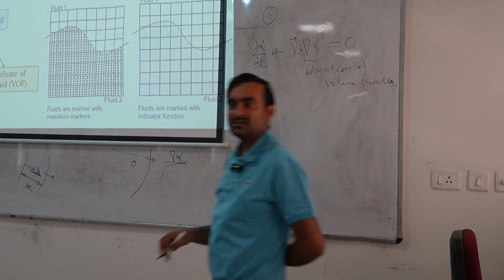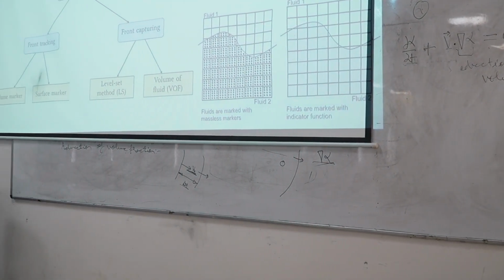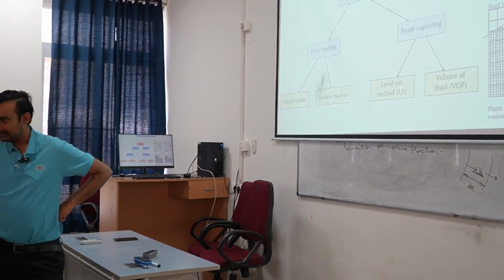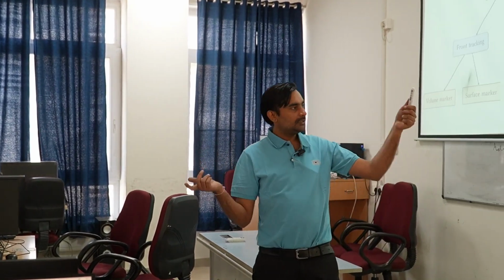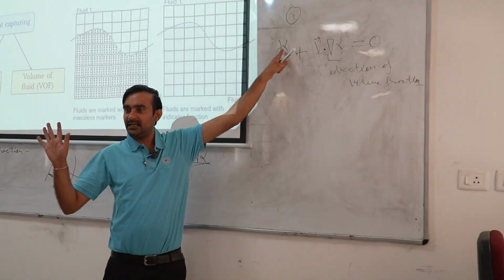This equation is for advection of volume fraction field. Yes, so this equation is coming from the general transport equation. Why are we neglecting the diffusion and the source term? So, first point is, what is this? Alpha is a scalar quantity.